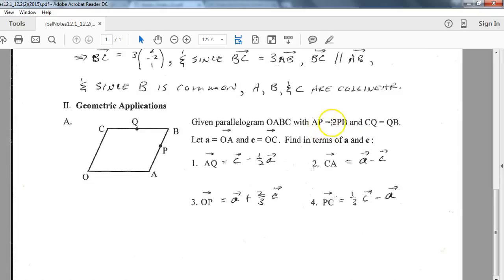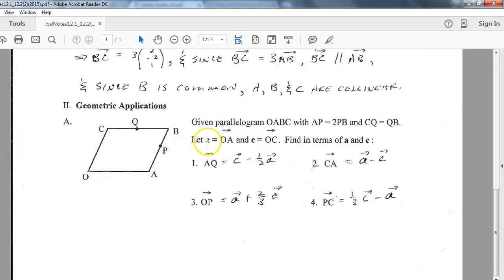When they say AP is equal to 2PB, so if AP is equal to 2 of these, somehow you might want to note that within your diagram. Or you could say that this is half of this, another way to look at that. If CQ is equal to QB, you might want to mark those with congruent marks or something like that, just to help yourself remember that rule that's given to you right here.